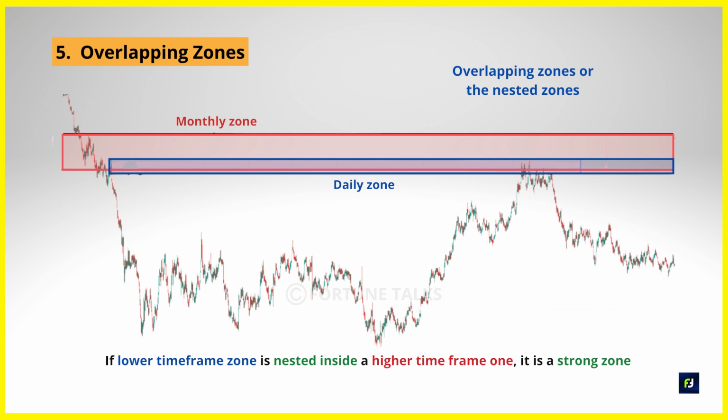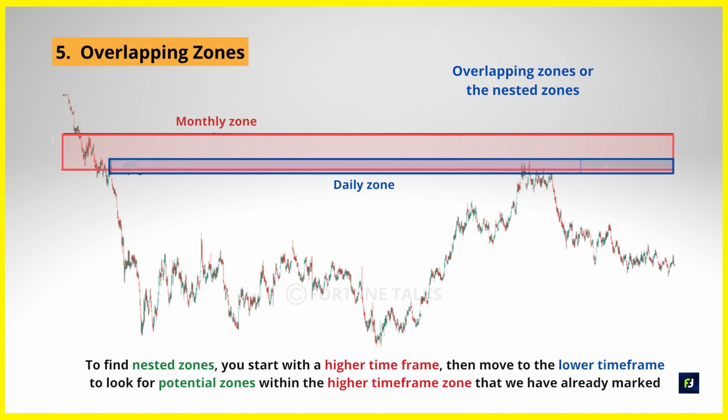So here in this example, we have a daily zone indicated in blue that is nested inside a higher time frame monthly supply zone, which is represented in red. But how to find them and draw them? To find the nested zones, you start with the higher time frame. Now in this example, the higher time frame is monthly.